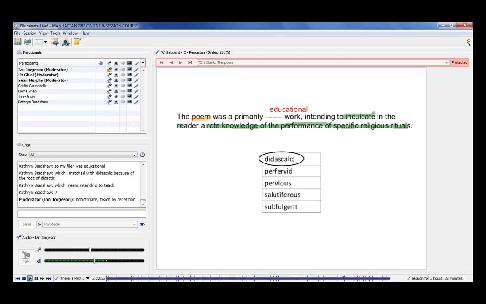The interesting thing about this is as soon as you use the word inculcate or indoctrinate, all of a sudden it takes on a slightly more sinister meaning, right? A slightly more negative meaning than it would have otherwise.